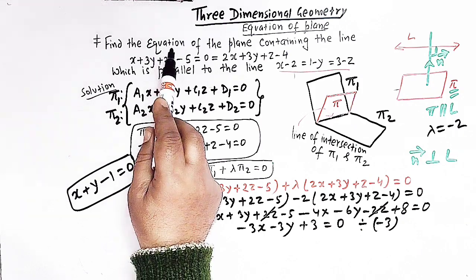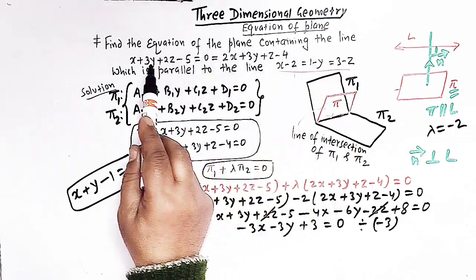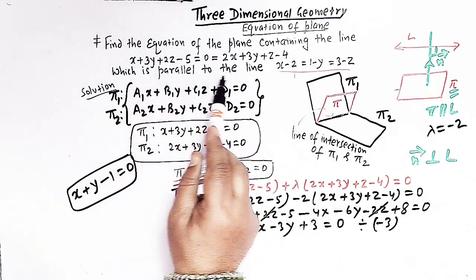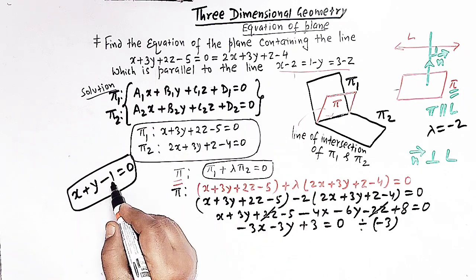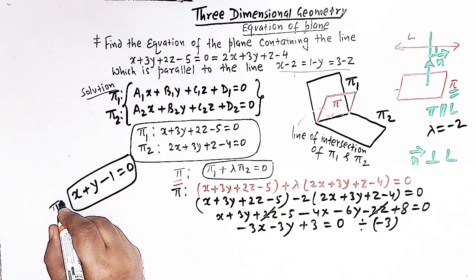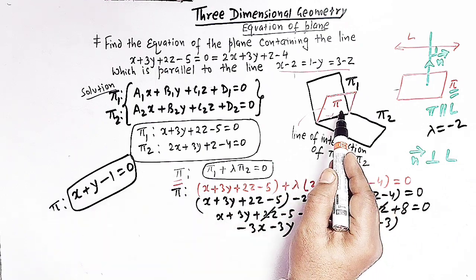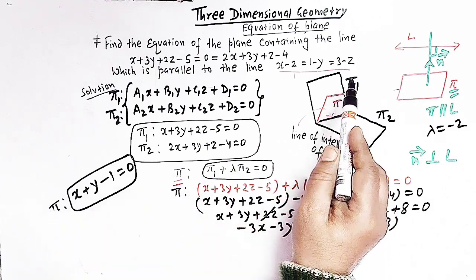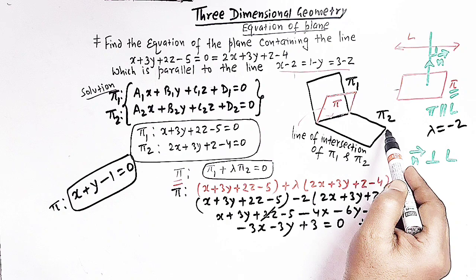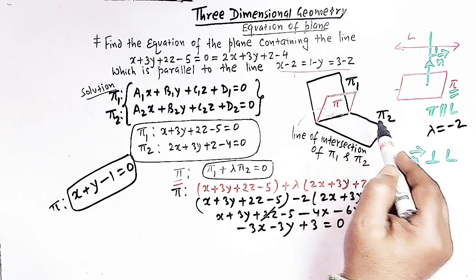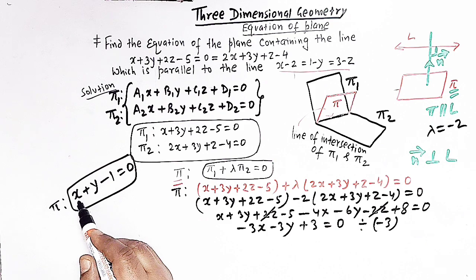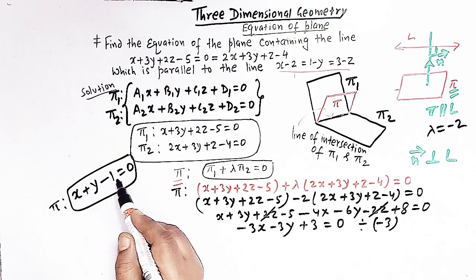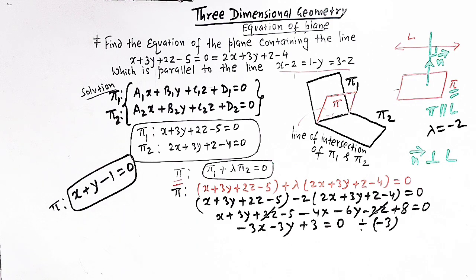So the equation of the plane containing this line and which is parallel to this line is given by x plus y minus 1 is equal to 0. So the equation of the plane pi which passes through the line of intersection of these two planes pi 1 and pi 2 and parallel to this line is given by x plus y minus 1 is equal to 0.